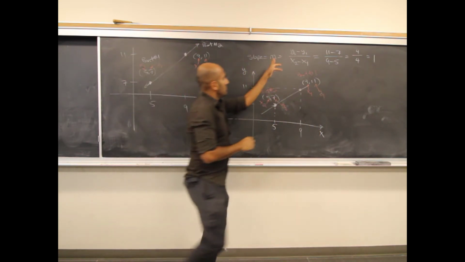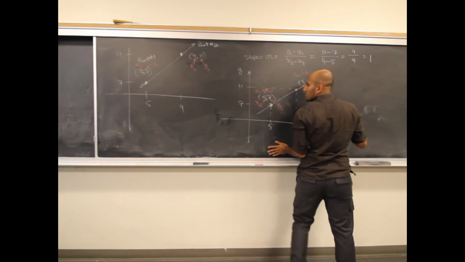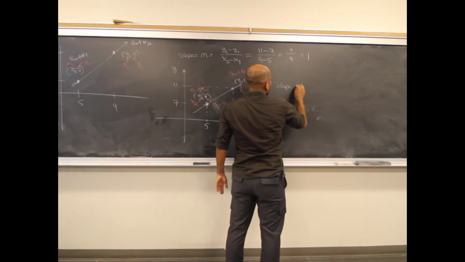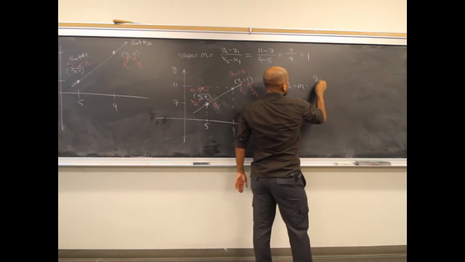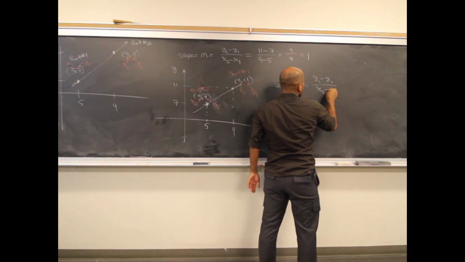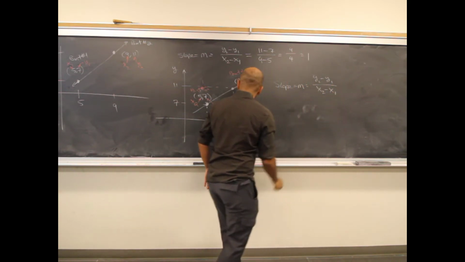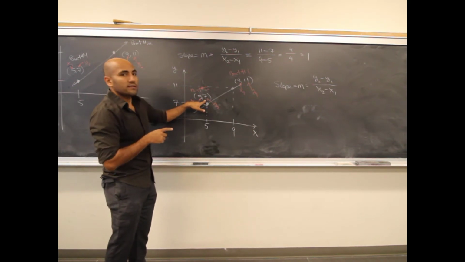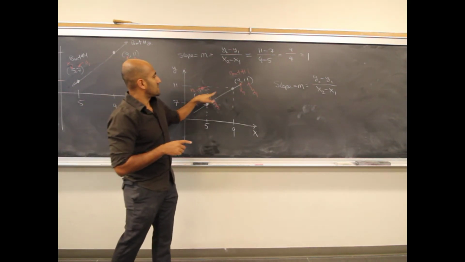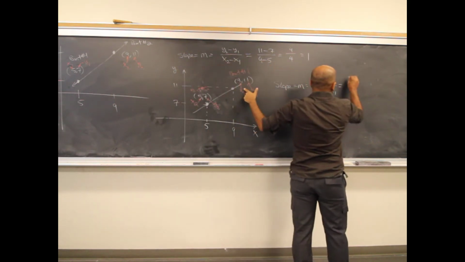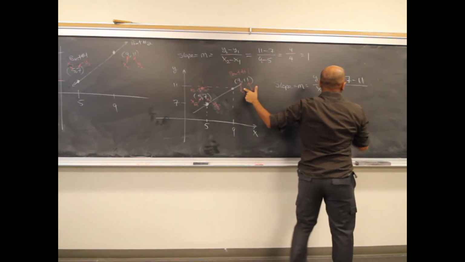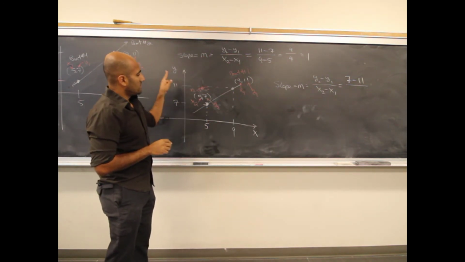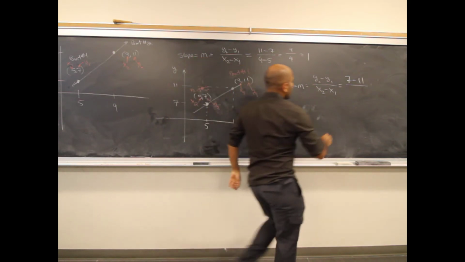Okay, so now we follow the formula. Slope m is equal to y sub 2 minus y sub 1 over x sub 2 minus x sub 1. So following the formula, we end up in the numerator with 7 minus 11, and in the denominator, we end up with 5 minus 9.